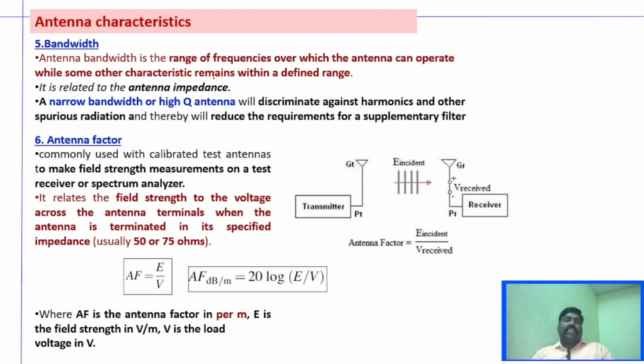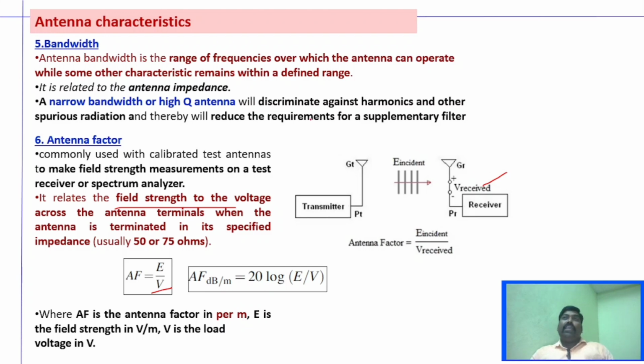And another important factor is antenna factor. Antenna factor is the ratio between the incident electric field and the received voltage, right? You can see here it relates the field strength to the voltage across the antenna terminals, right? So AF is equal to E by V, and it can also be defined as AF is equal to 20 log E by V. So it is the amount of incident wave relative to the voltage received by this receiver antenna, right?